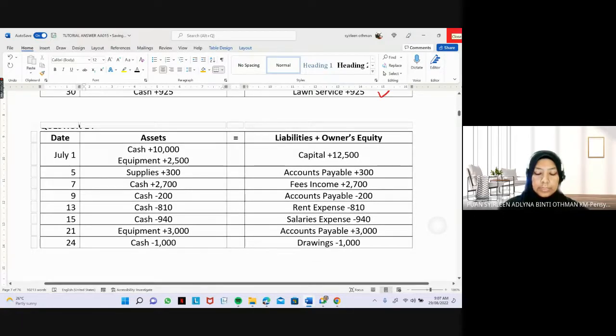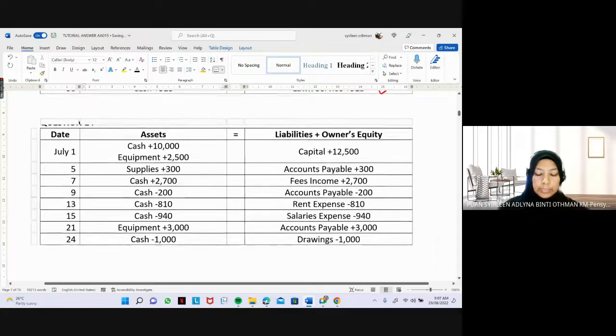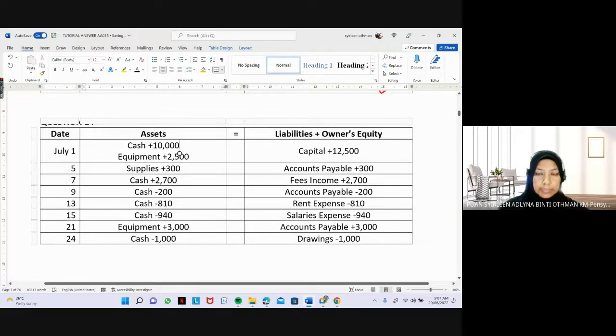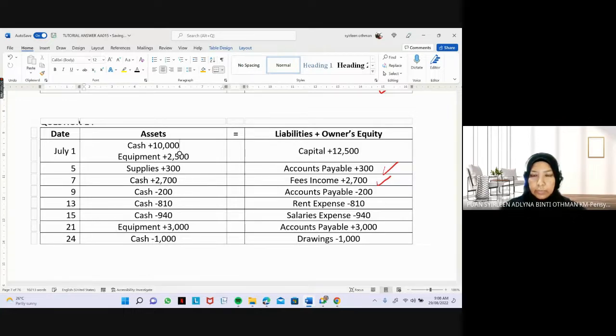Okay, Julai 1. Nombor 5, Julai 5, purchase cleaning supplies tapi belum bayar. That's why kita ada accounts payable. Alright. And then number 7, you receive money for cleaning services. Kerja dah buat. So you write there 2,700. I am using the words in the bracket which is fees income. Sebab tu madam tulis kat sini fees income. Boleh tak tulis service revenue? Boleh, no problem. Alright. So this is cash 2,700 and service revenue or fees income 2,700 as well.